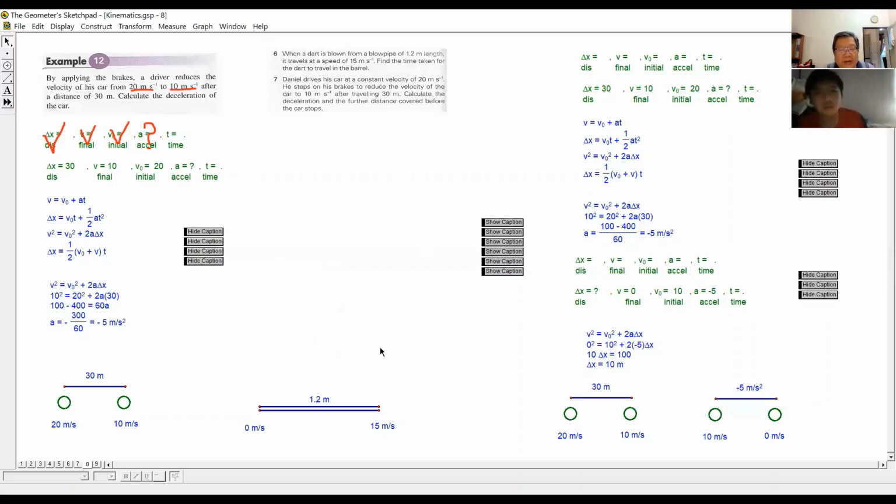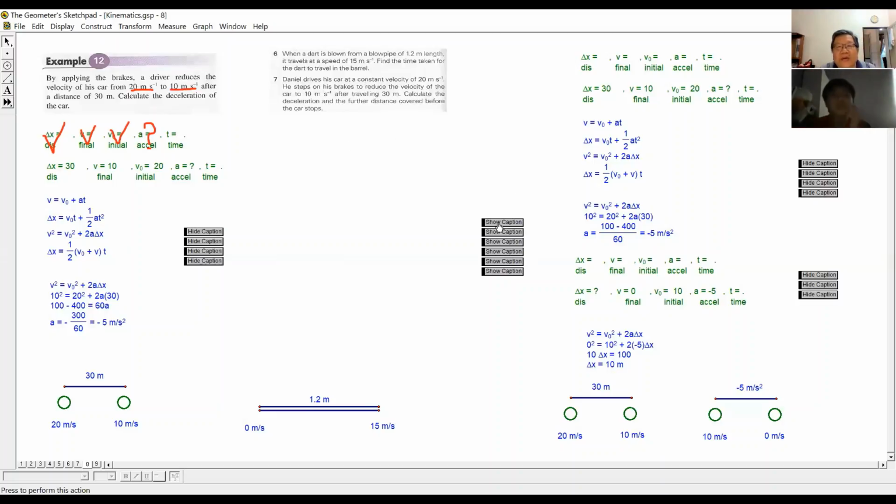Okay, so the barrel is something like this. It's hollow, and the length is 1.2 meter. The dart cannot be moving in the first place, so at first, the dart is stationary. As it leaves the blowpipe, it has attained a velocity of 15 meters per second. So this is the question.